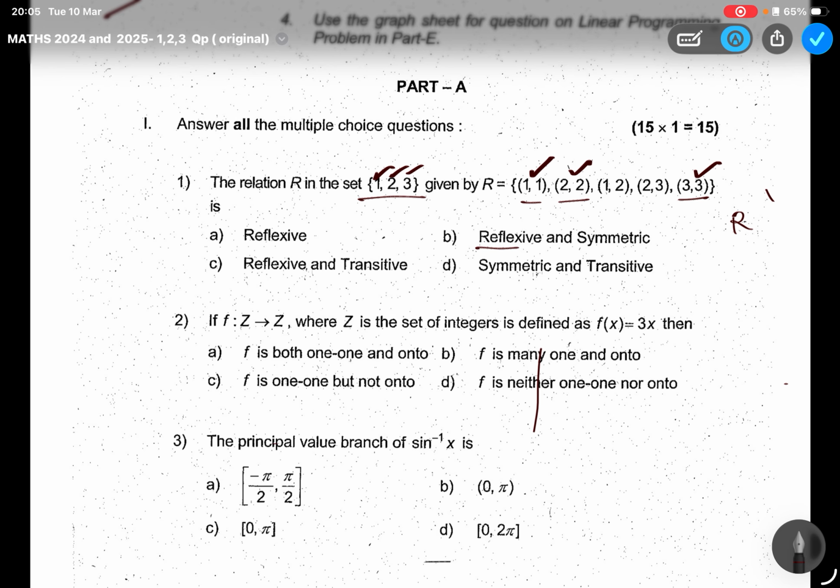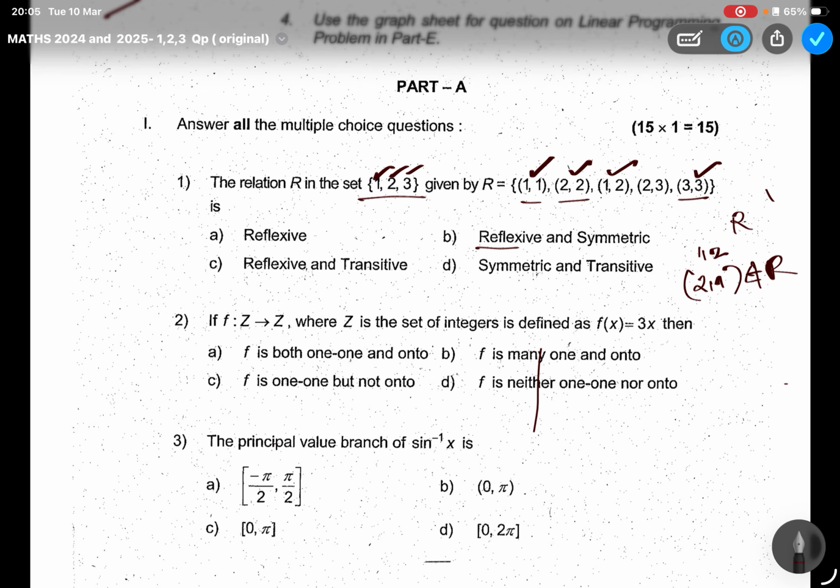And what about symmetry? Each and every ordered pair of the element has a reverse element. It means (1,2) is there, its reverse value should also be there. The reverse of (1,2) is (2,1). So (1,2) is there, but (2,1) is not there. So it means it is not symmetric.